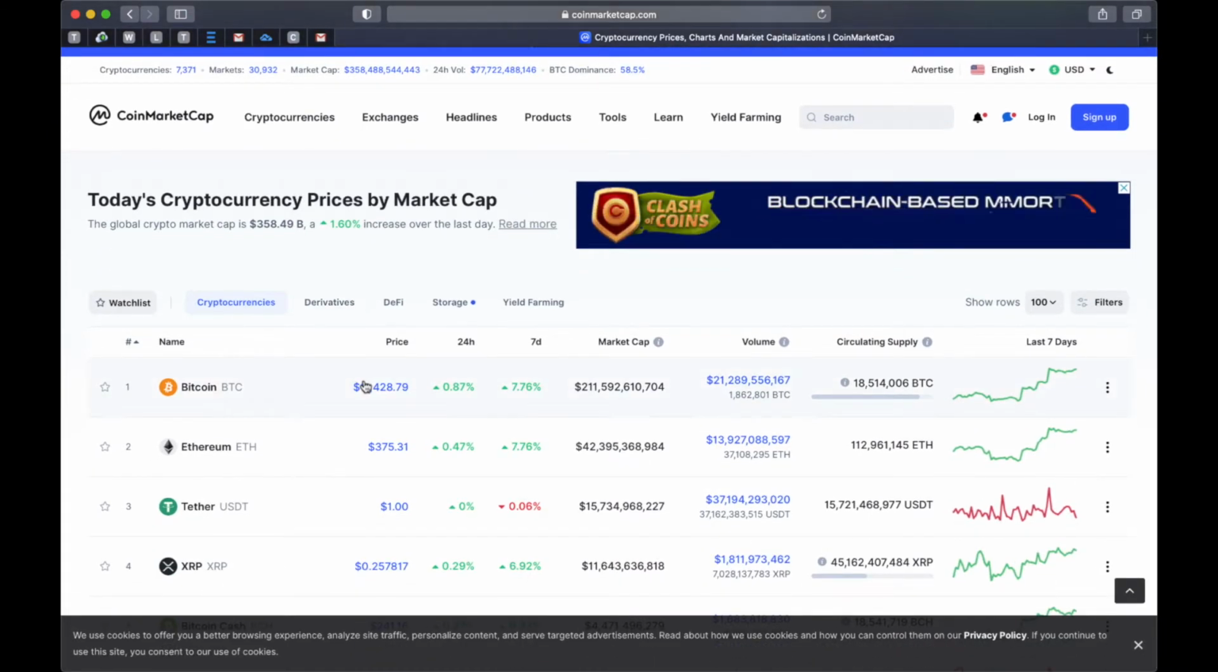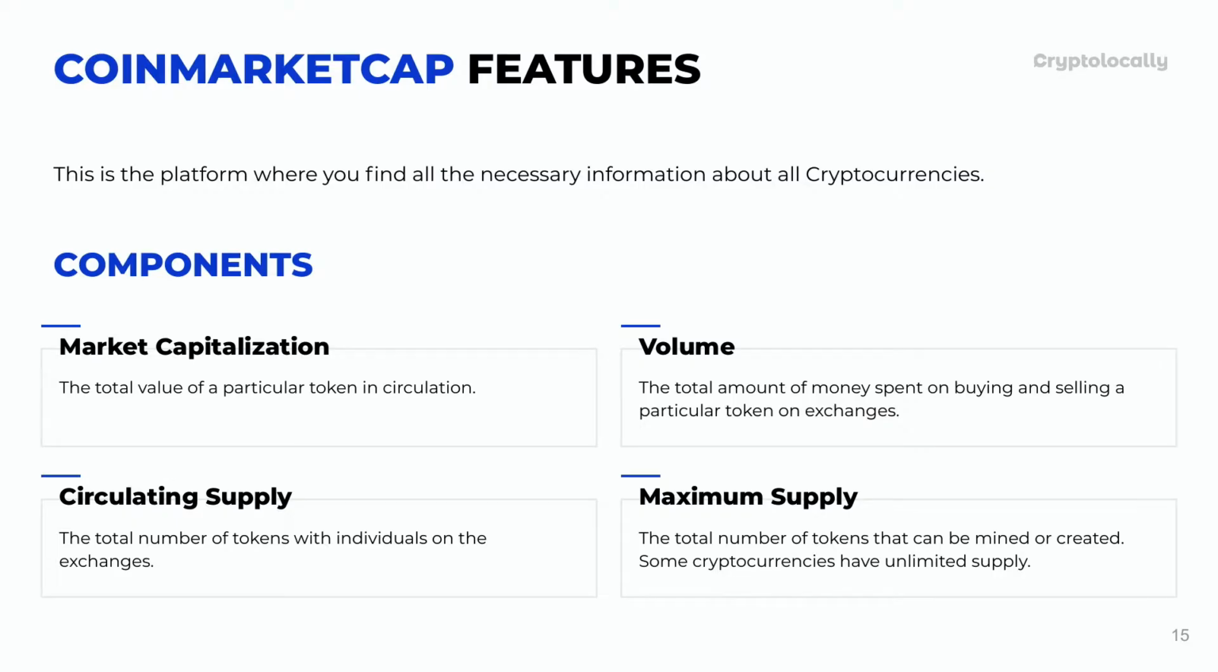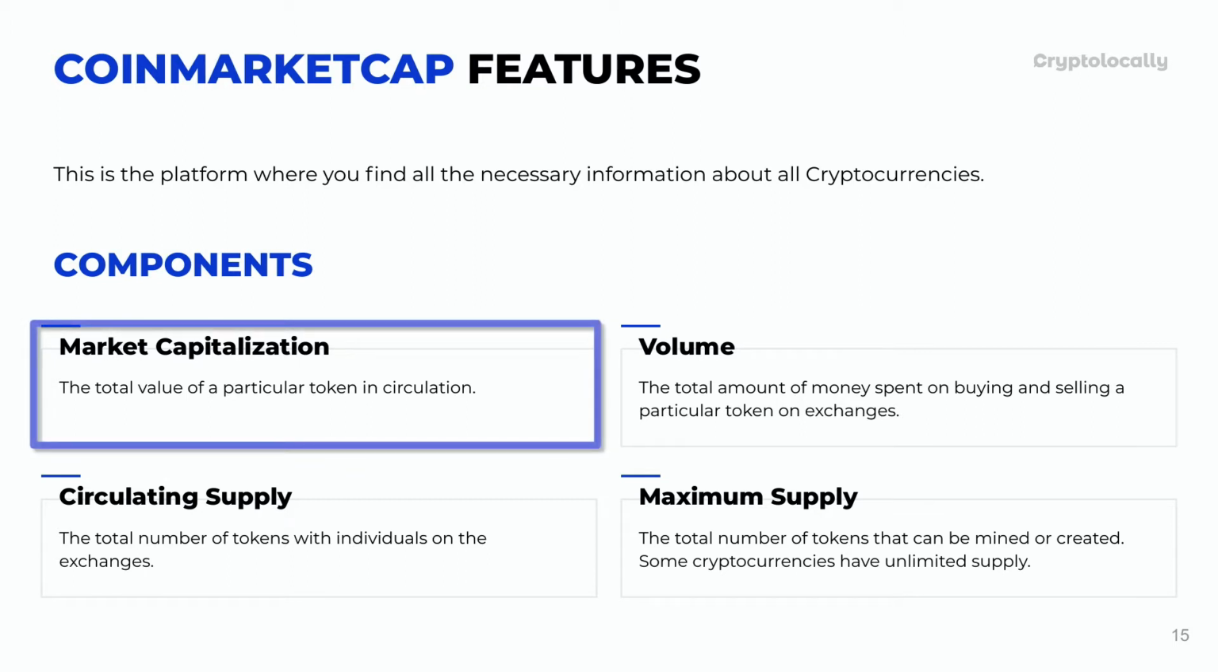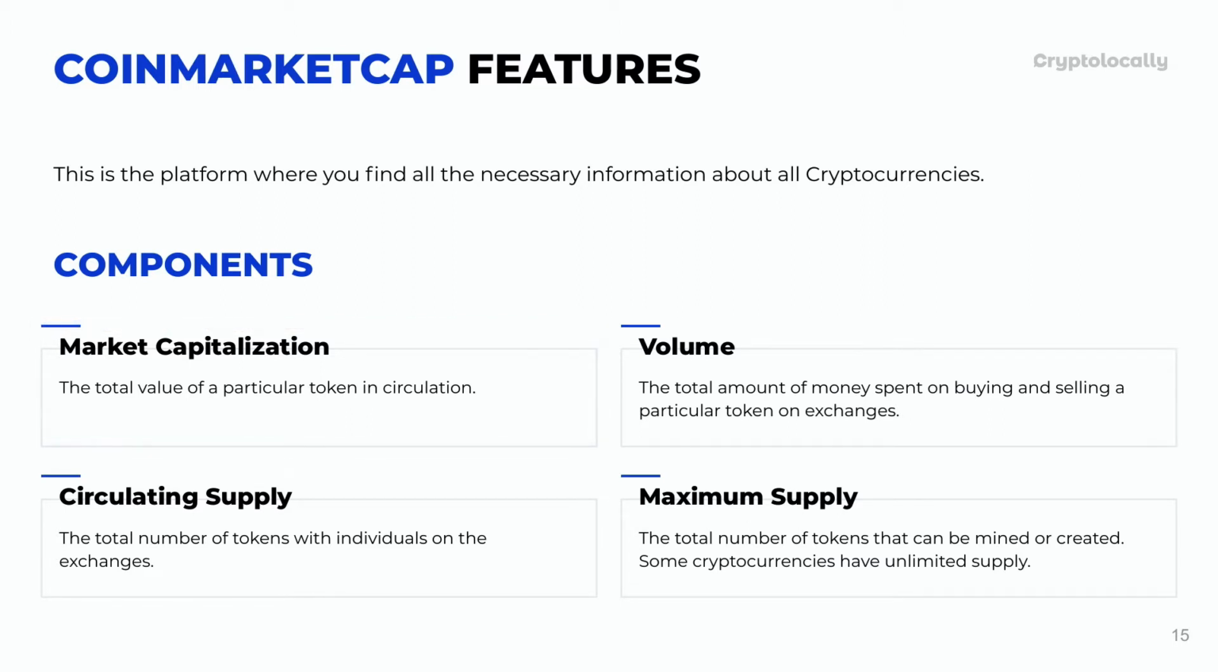So now the first thing we are going to be talking about is market cap. Market capitalization is basically the total value of a particular asset. And when I say asset, it could be a currency, a coin, a company, anything. It's just the total value of a particular thing.